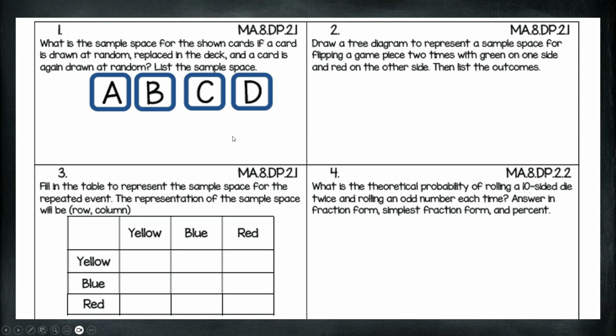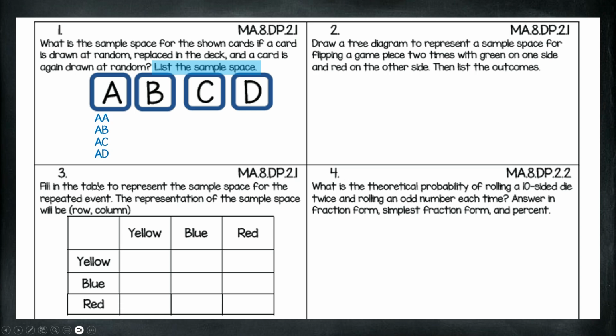So let's get started. Question number 1, what is the sample space for the shown cards if a card is drawn at random, replaced in the deck, and a card is again drawn at random? List the sample space. So we have 4 cards. You pull one, you put it back, and then you pull another one. We need to list the sample space.